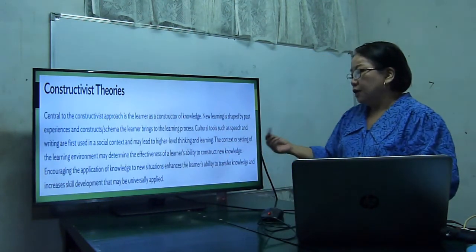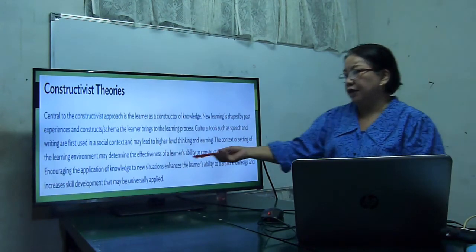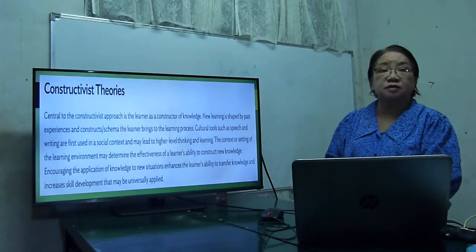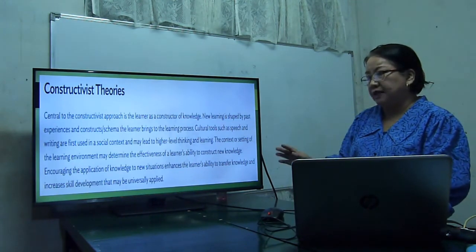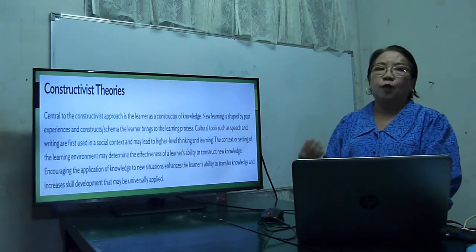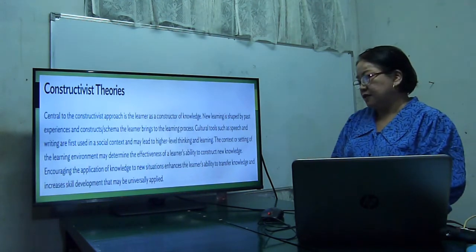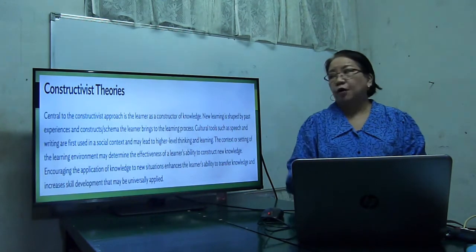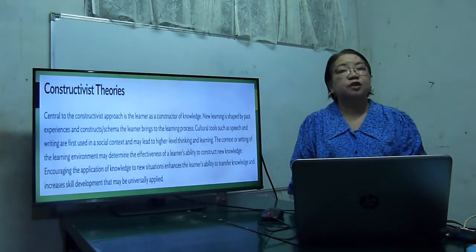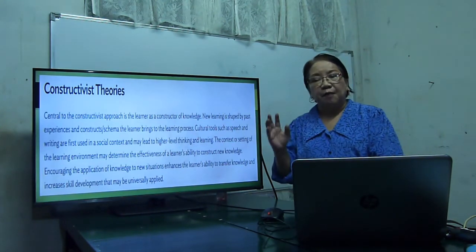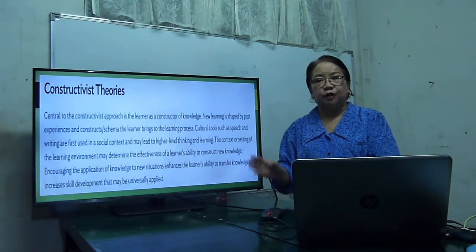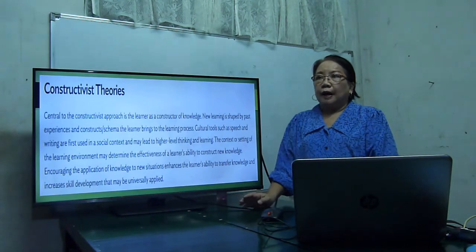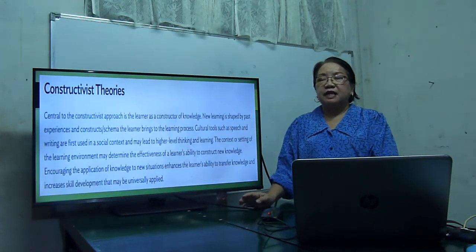Okay? So, the context or setting of the learning environment may determine the effectiveness of a learner's ability to construct new knowledge. So, depende what is available in his environment. So, the main objective of a constructivist teacher is that my learner should be able to construct their own knowledge. Okay? So, I would like to give this as an example.